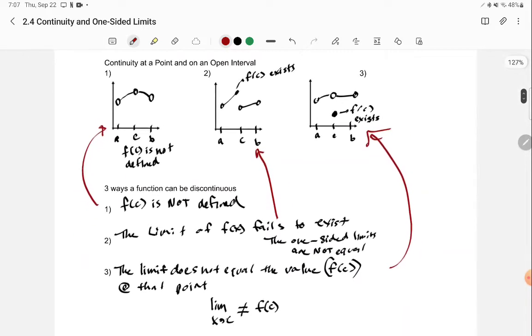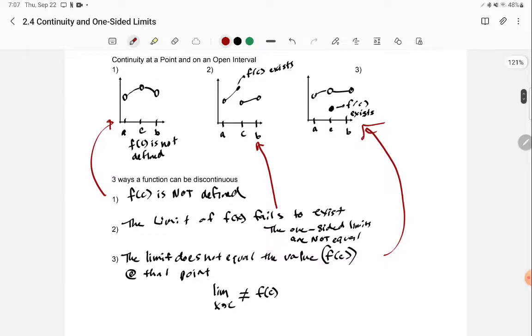Make sure you get all that down and understand those three ways where it could not exist. And then everything opposite would be true where it could exist. It could exist if the limits from the left and the right are equal to the value. It could exist if f of c exists and the two one-sided limits exist as well.